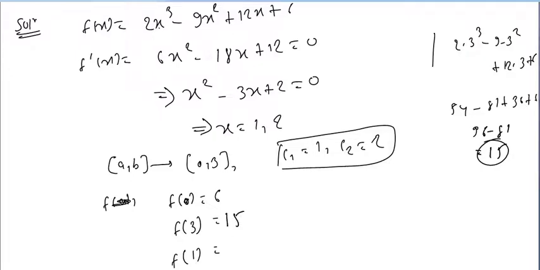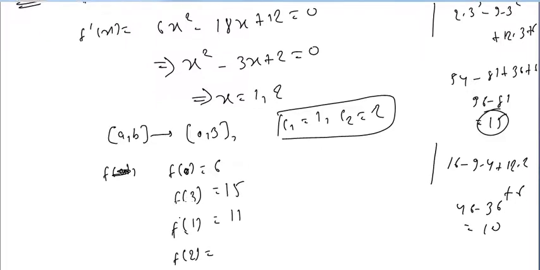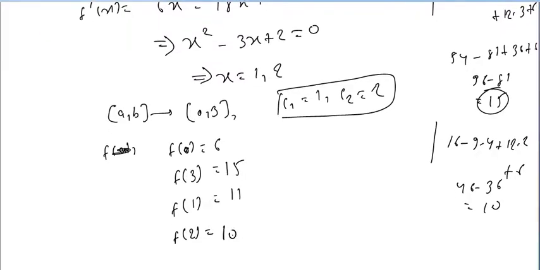What will be f of 1? f of 1 is 2 minus 9 plus 12 and 6, that is 20 minus 9, so f of 1 is 11. And what is f of 2? For f of 2, just put in the value 2. 2 into 2 cube is 16, minus 9 into 4, plus 12 into 2, plus 6, that is 24 and 16, that is 40 plus 6 is 46, 46 minus 36 is 10. So f of 2 is 10.